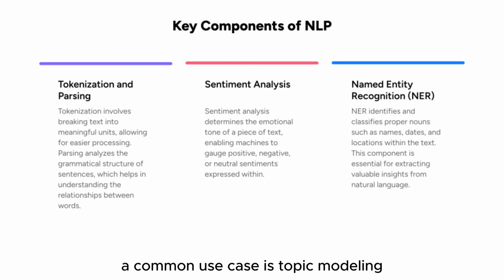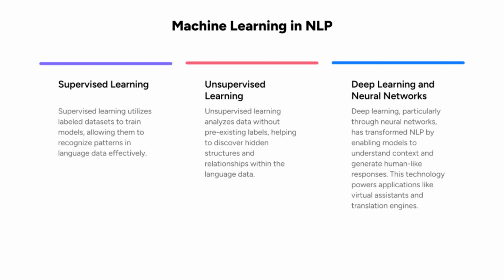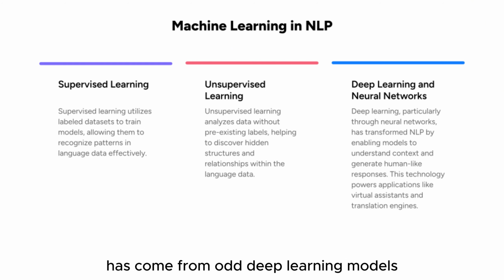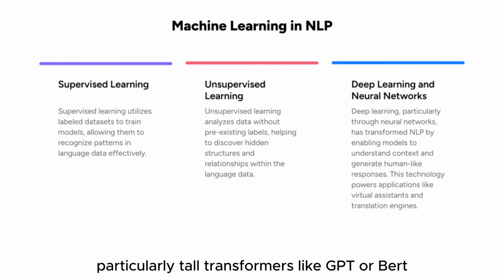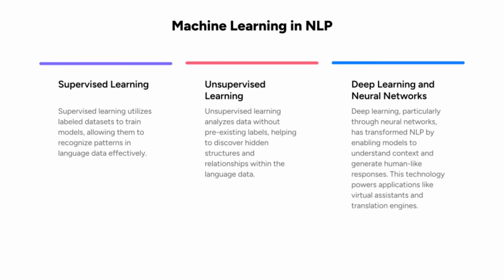A common use case is topic modeling, where an algorithm identifies themes in a set of documents, such as clustering news articles into topics like politics, sports, or technology. The real revolution, however, has come from deep learning models, particularly transformers, like GPT or BERT. These models excel at understanding context. For instance, they can distinguish between running late, a delay, and running a marathon, an activity, based on surrounding words.